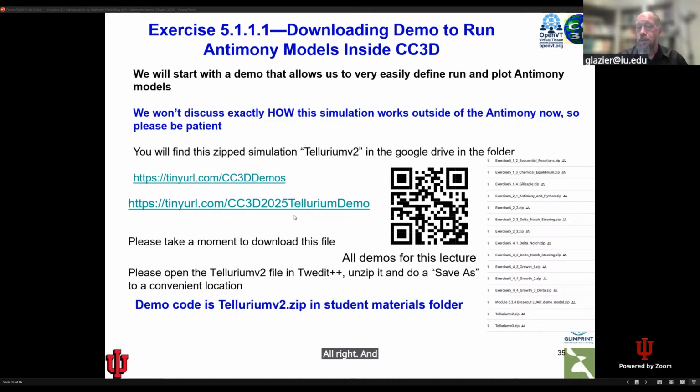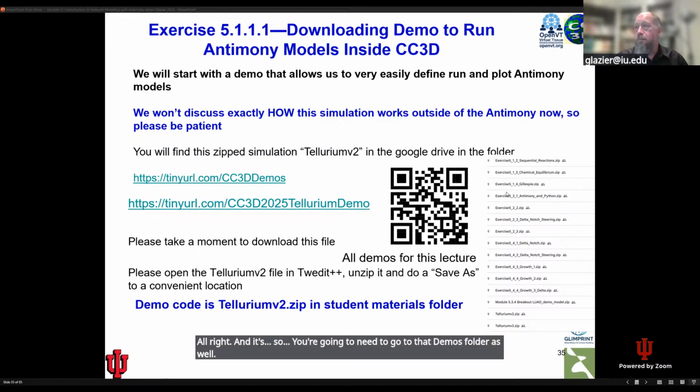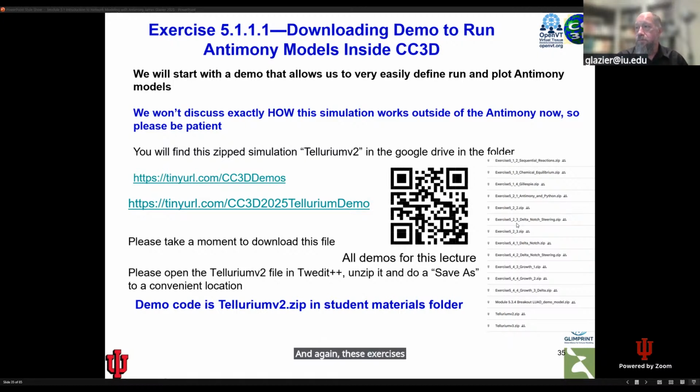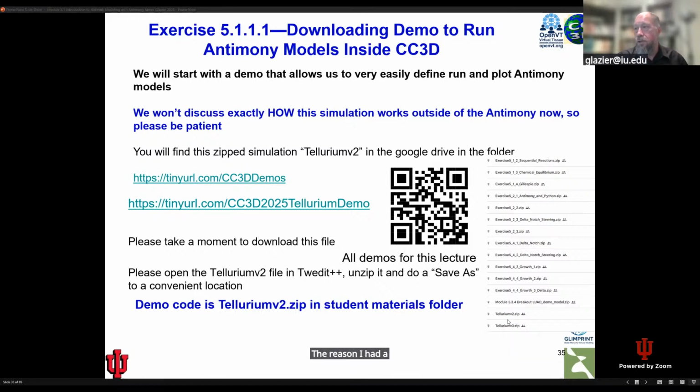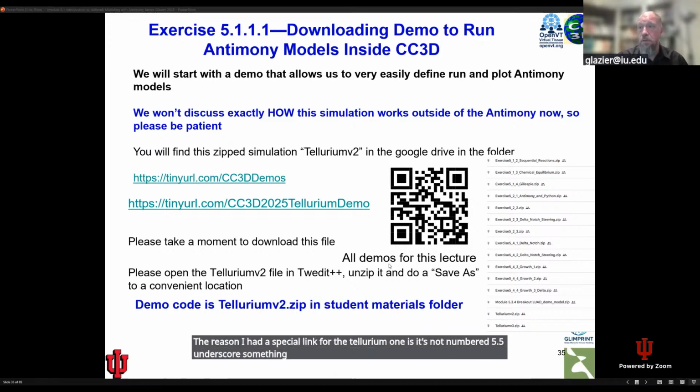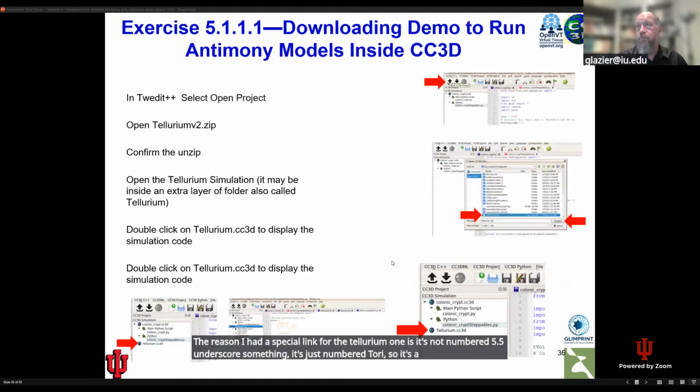You're going to need to go to that demos folder as well. And again, these exercises 5.1, 5.2 are all in there too. You don't need to pull them right now, but finding them wouldn't be a bad idea. If you want to download them, that's fine. The reason I had a special link for the Tellurium one is it's not numbered 5.5 underscore something. It's just numbered Tellurium, so it's a little harder to find.